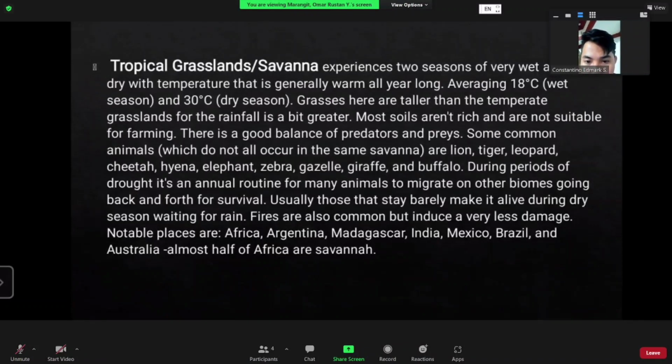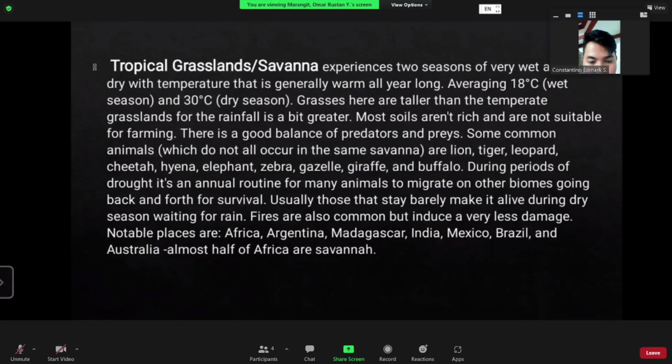Grasses here are taller than the temperate grasslands because the rainfall is a bit greater. Most soil is not rich and not suitable for farming. So, malalaman natin kanina na ang grassland is pwede siyang pagtamnan. And ito naman tropical grassland is hindi okay yung soil niya para sa pagpa-farm. There is a good balance of predators and prey.